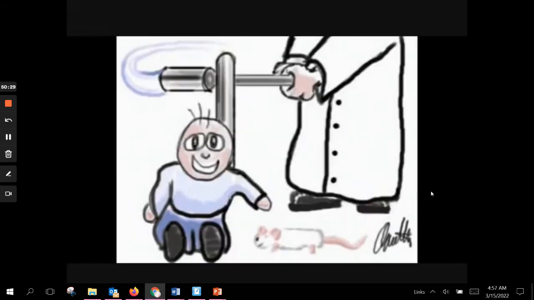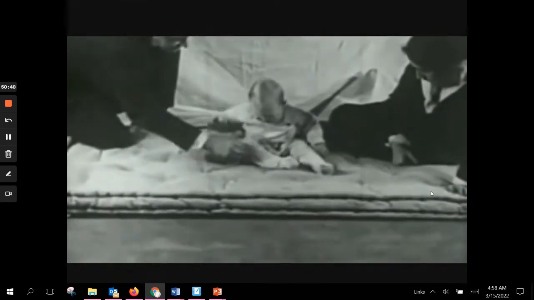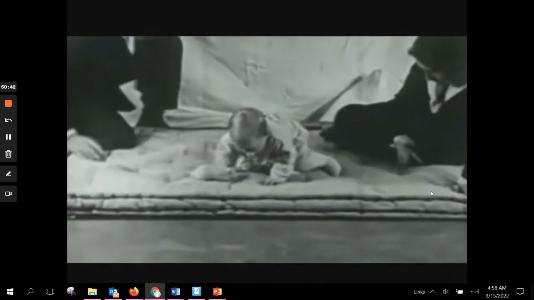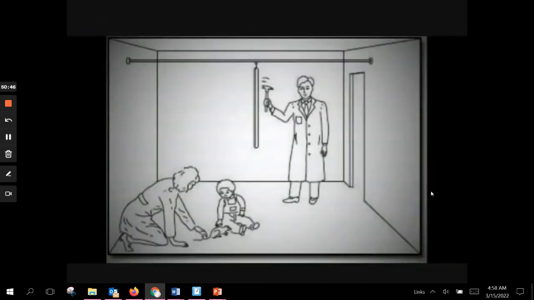Now comes the conditioning. To start off the conditioning, when Albert reached to touch the rat, a loud bar was struck whenever Albert reached for the rat. Here, Albert first fell forward and was startled, but he did not cry. But he reached for it a second time and heard it, and then he started to cry. Watson had indeed conditioned a fear response in little Albert.